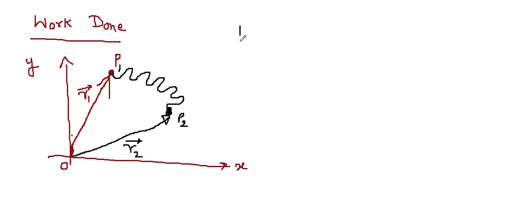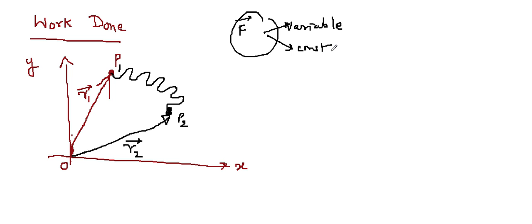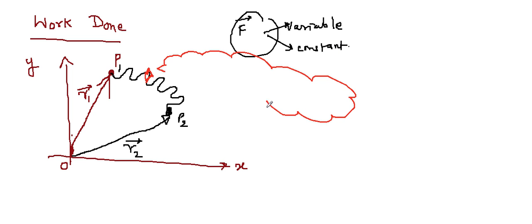So let's consider it to be a force which is variable, or depending on the situation, whatever the question says, either it is variable or it can be constant. So let's go deep inside this diagram and look at a small portion of the path. If I zoom in here, what we will see is that this path is some kind of like this.